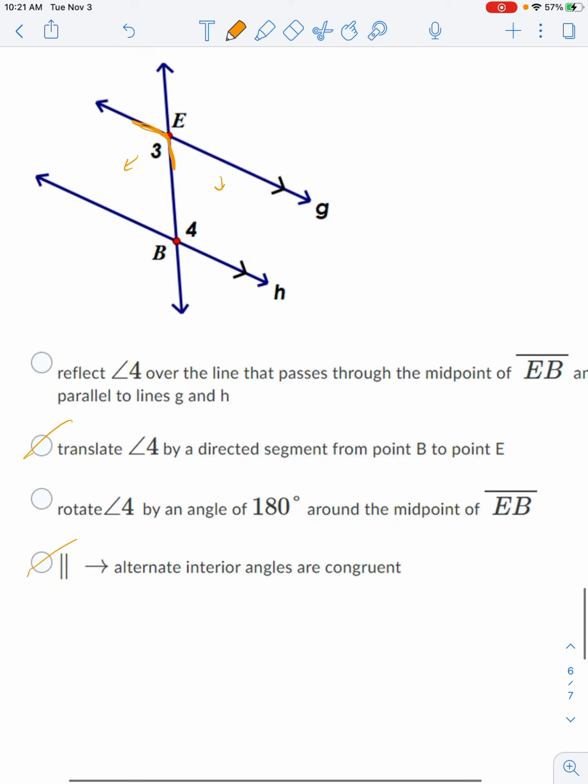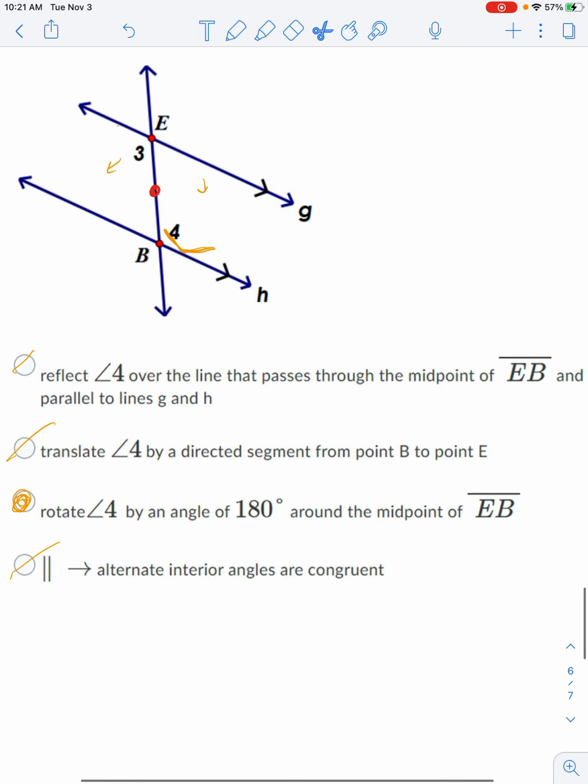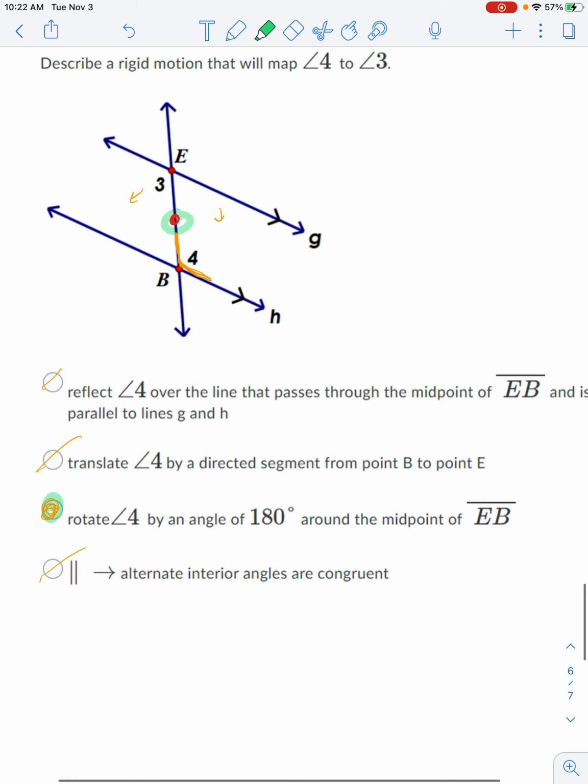Notice how I'm just keeping that one line. Oop, it's hard to do with your fingers always. Not perfect, but notice how that line kind of stays right there, touching this red midpoint. So that was our correct answer.